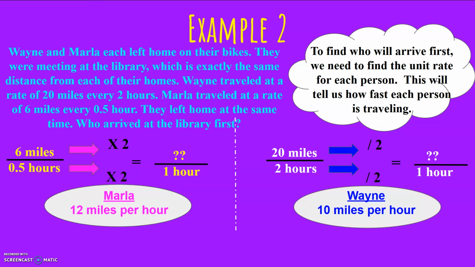Wayne, to go from 2 hours to 1 hour, needs to divide by 2. And when we do to the top what we do to the bottom, we find that he was traveling 10 miles per hour.